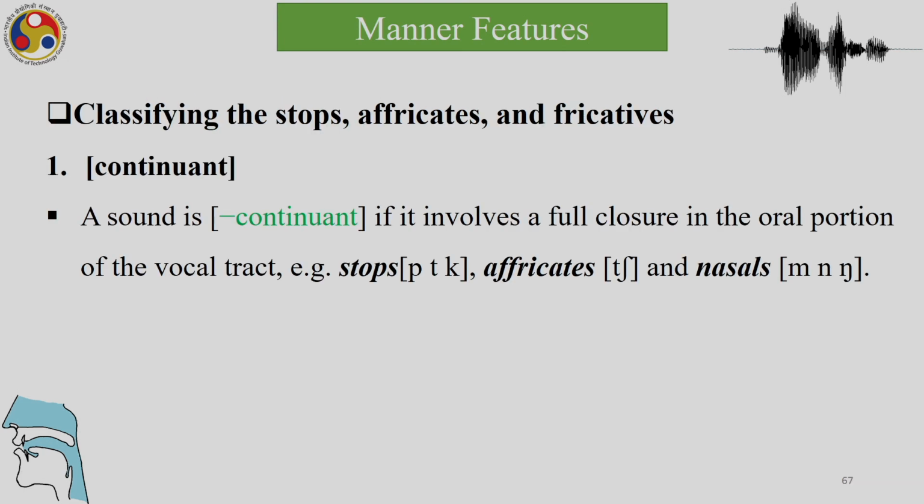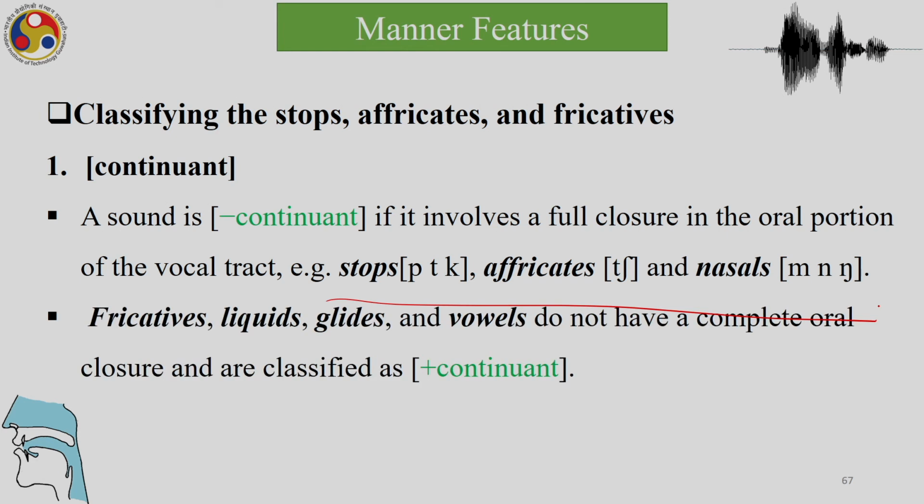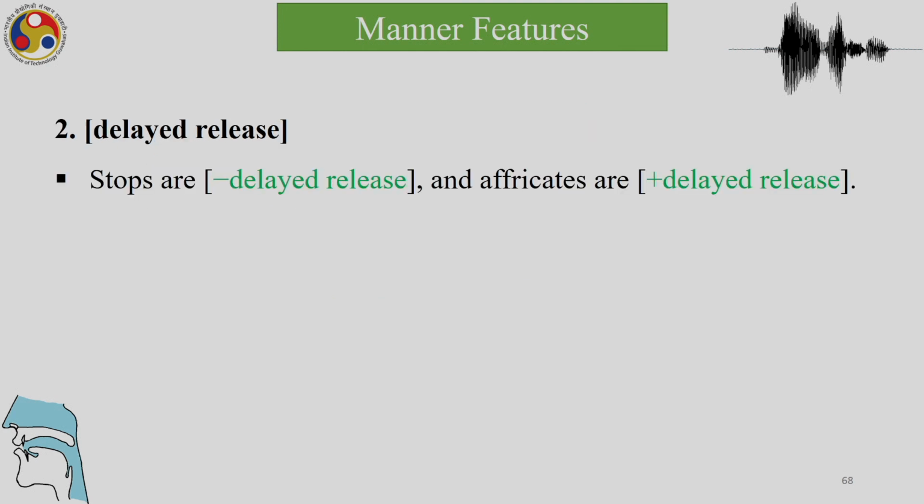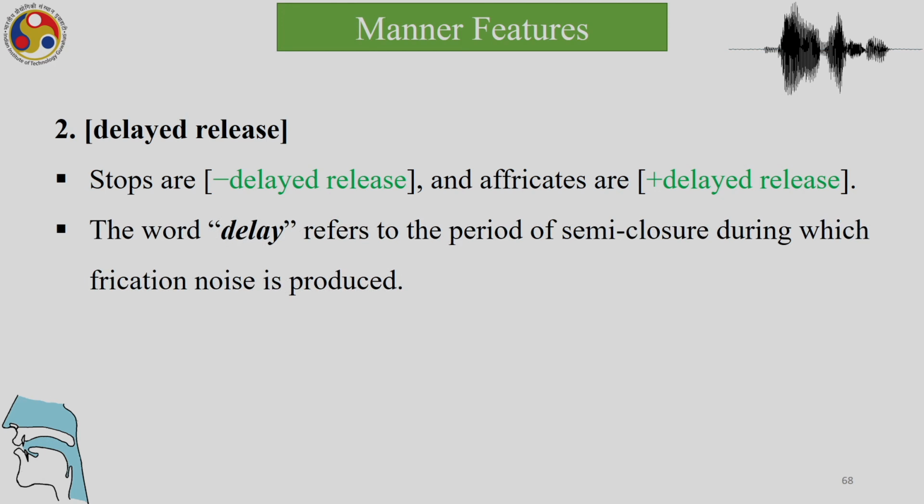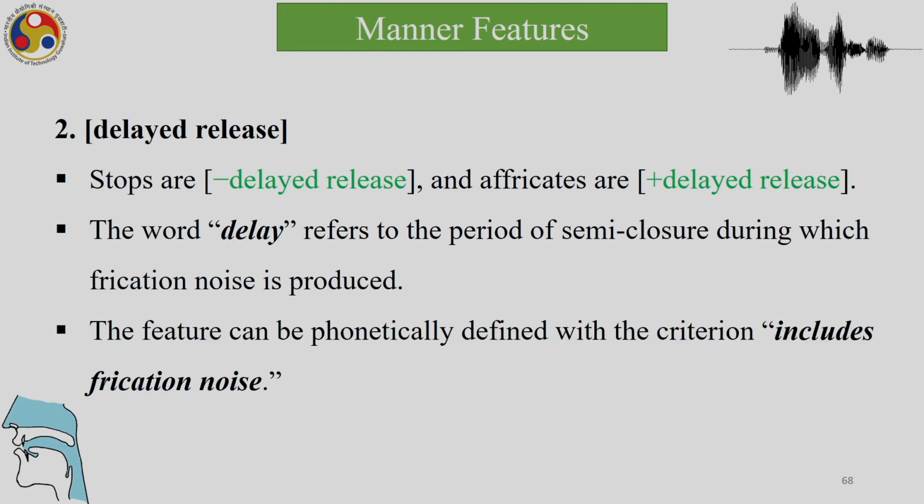And then we have continuant, which is most important when we talk about stops, affricates and nasals. So what is minus continuant? Stops are minus continuants, and all these belong to the category of minus continuants, and fricatives, liquids, glides belong to the category of plus continuant. Delayed release: stops are minus delayed release, affricates are plus delayed release. So this is a revision of what we have seen already. The feature can be phonetically defined with the criterion that it includes frication noise.